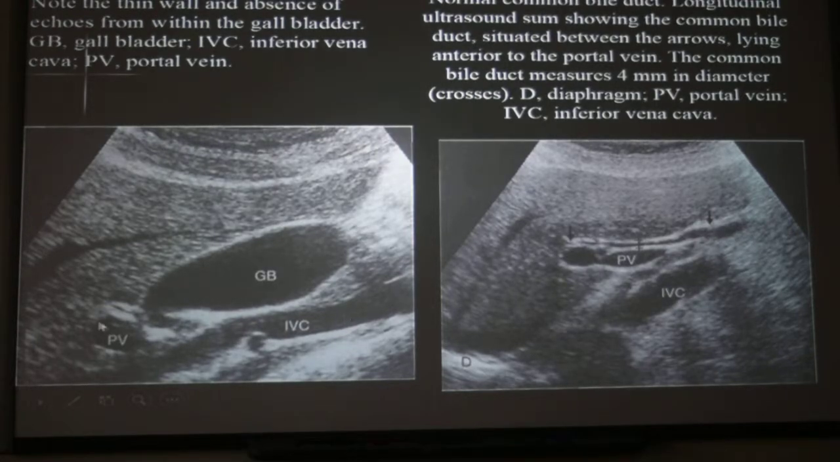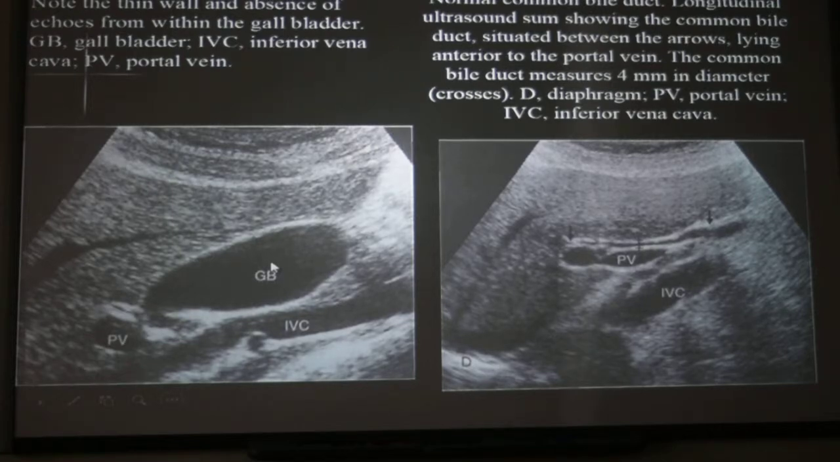Now portal vein is this structure here. Remember, when you see the gallbladder, identify the neck region, and there you would see parallel sort of lines, which is the common hepatic duct or common bile duct, CBD. So you see this tiny black line like this is the common bile duct, and it is very much parallel or line anterior to the portal vein.